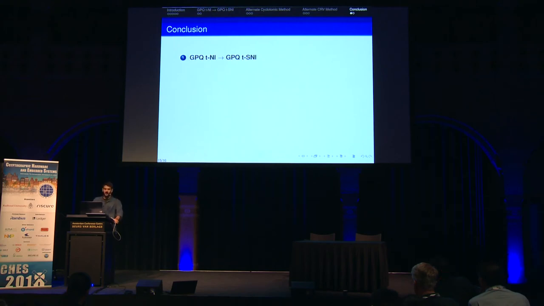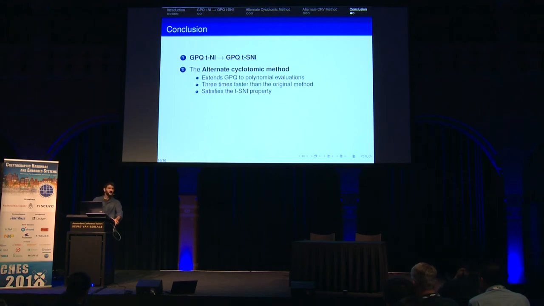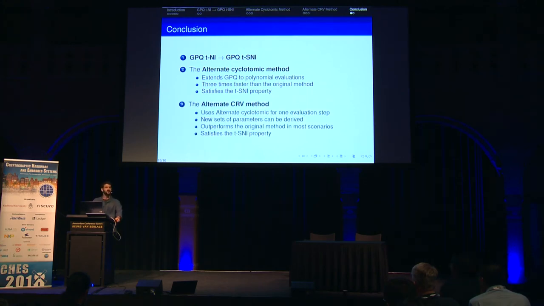Now, to summarize our contribution, we have proved that the GPQ scheme actually satisfies the stronger property in the probing model, which is the TSNI requirement. We have also extended GPQ power function masking schemes to evaluate polynomial functions, which results in an alternate cyclotomic method, which is 3 times faster than the original one. And this method satisfies the TSNI property and therefore can be safely plugged into another larger construction, which is the CRV method. And it results in an alternate CRV method, which outperforms the original for most scenarios we addressed. We also proved that our second proposal satisfies the TSNI property.